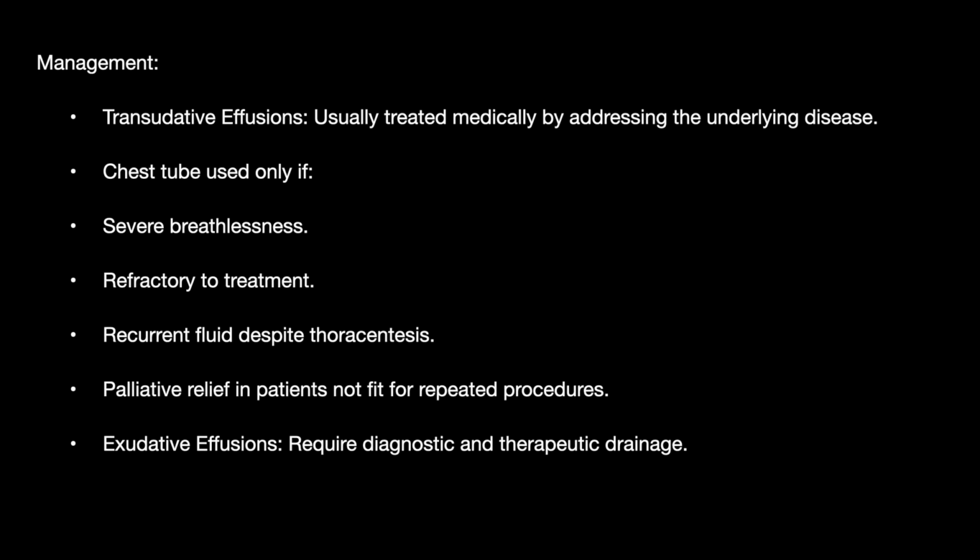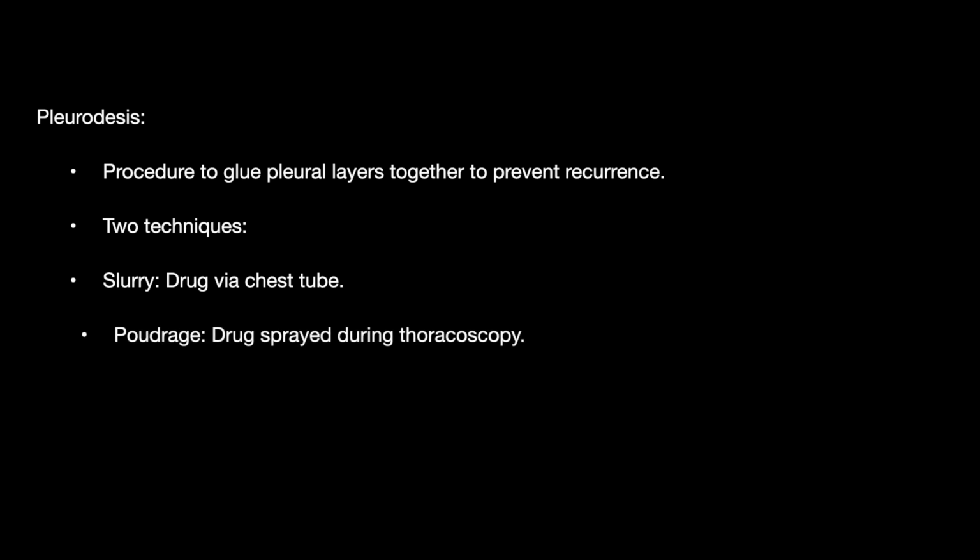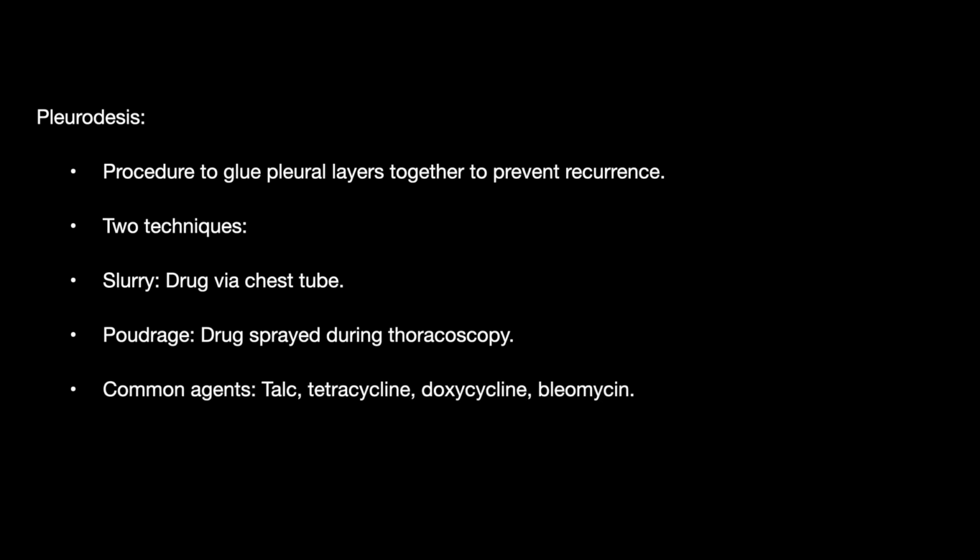Exudative requires diagnostic and therapeutic drainage, and often needs pleurodesis for recurrent and malignant effusions. Pleurodesis is a procedure to glue the pleural layers together to prevent any recurrence of the fluid accumulating. The two techniques are slurry, that is the drug given via the chest tube, or poudrage, that is the drug sprayed during the thoracoscopy. Common agents are talc, tetracycline, doxycycline, and bleomycin. Use more than 12 to 14 French for effective talc slurry. This was in the TIME1 trial.